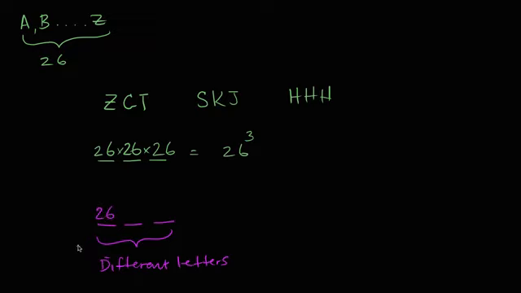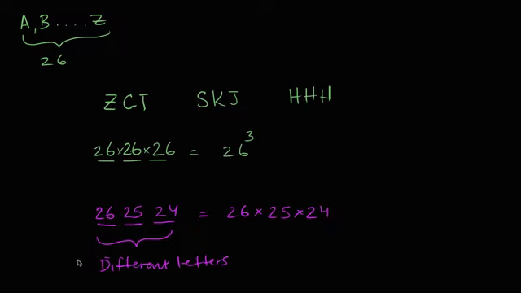26 possibilities for the leftmost one. For each of those, you would have 25 possibilities for the next one that you're going to try to figure out, because you've already used one letter, and they have to be different. And then for the last bucket, you're going to have 24 possibilities. So this is going to be 26 times 25 times 24, whatever that happens to be.